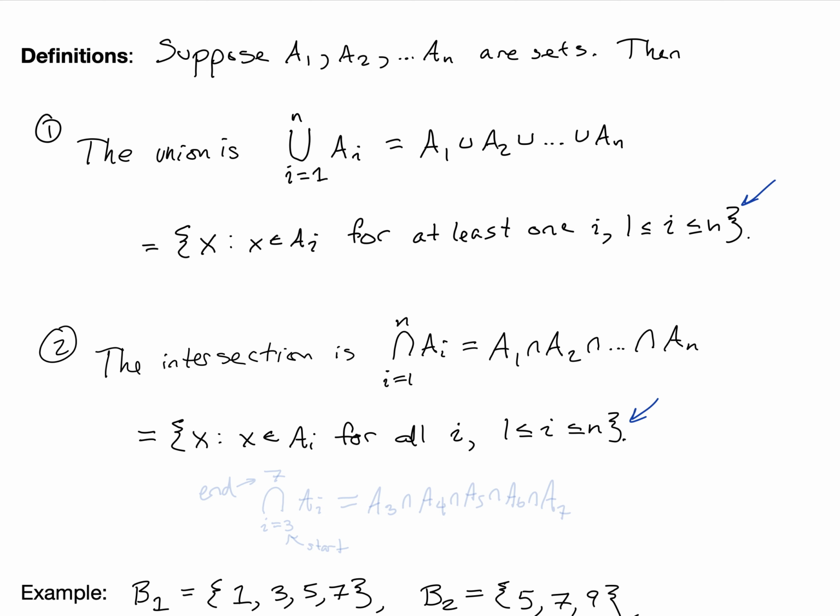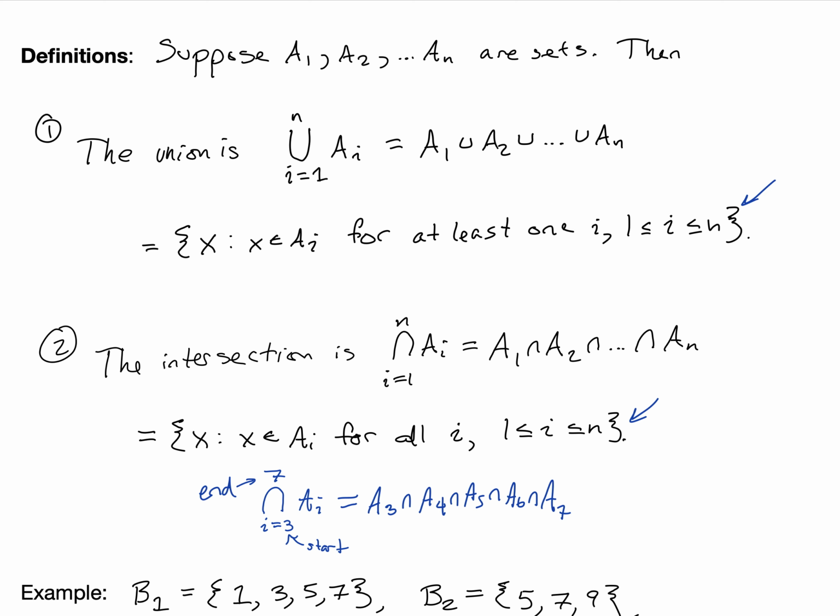So that's our definition. Just one thing to note in terms of notation, both for intersection and for union: this is where we start, this is where we end, and these are the Ai. If we had this start and end point for Ai, this would be the set of intersections A3 intersected with A4, intersected with A5, intersected with A6, intersected with A7.